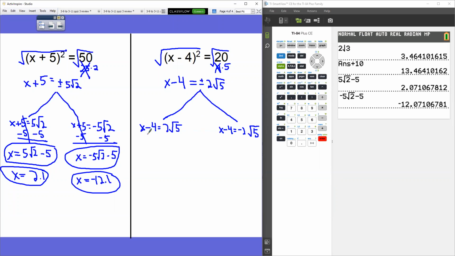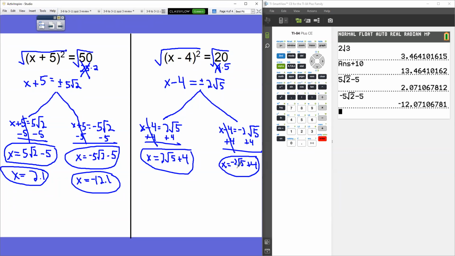When we go to solve this, we want to try and get the x all by itself. So plus 4 plus 4. Remember, you cannot add together your radical and your whole number like that. So this just stays 2 radical 5 plus 4. On the other side, we do plus 4 and plus 4. So we have x equals negative 2 radical 5 plus 4. Again, we can't add those together, so it just stays like that. 2 radical 5 plus 4.